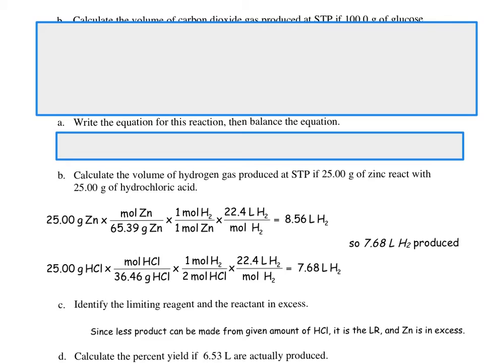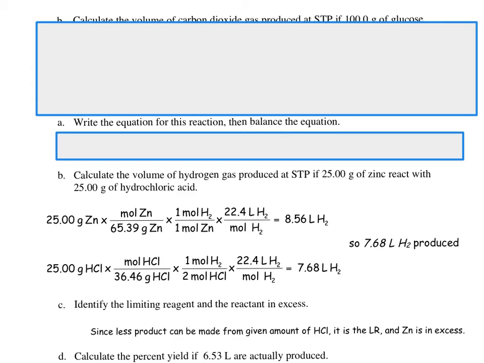Okay, and the last question I'm going to go over with you from this set of problems is number 4, that is considering the reaction between zinc metal and hydrochloric acid. First, write the equation for this reaction and then balance the equation.